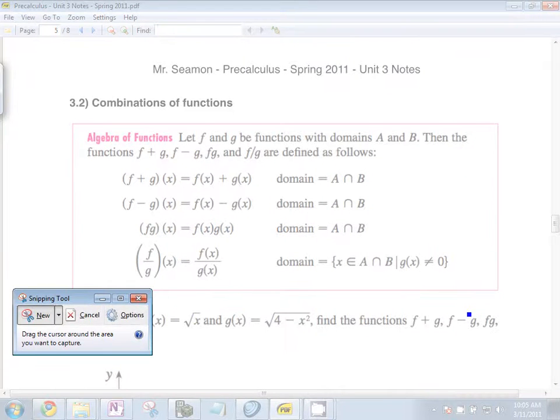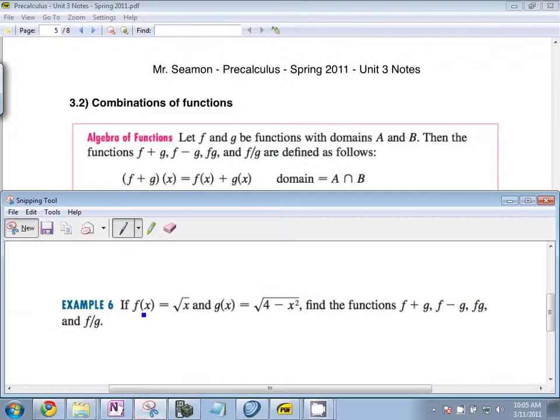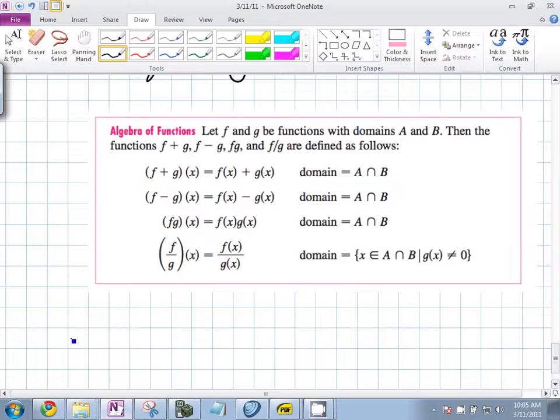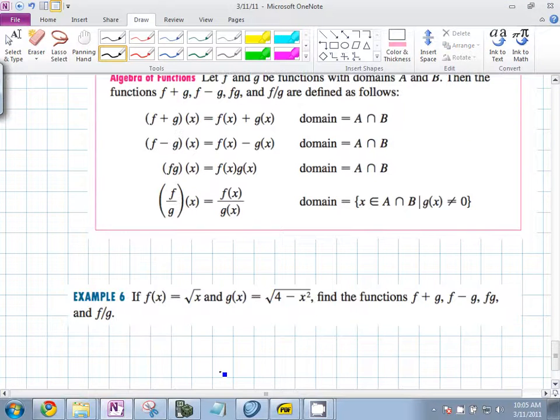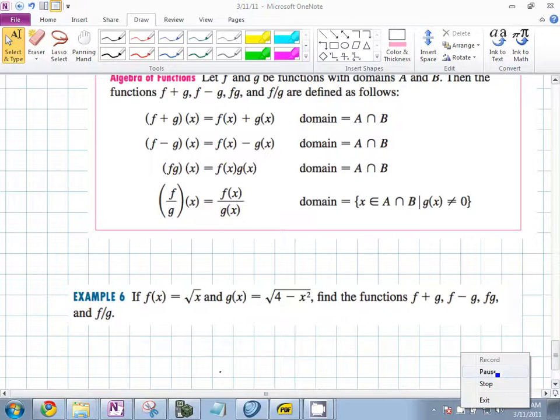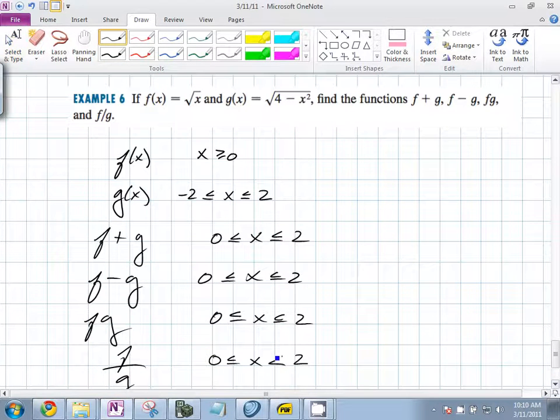Here you go. If f of x is the square root of x and g of x is the square root of 4 minus x squared, find the domain of f plus g, f minus g, f times g, and f divided by g. Find those 4 domains for me. So the only thing you have to watch out for, the only difference is right there.